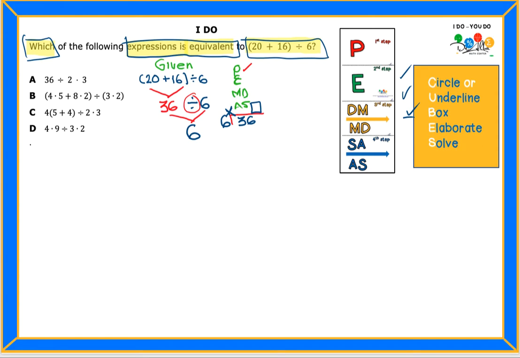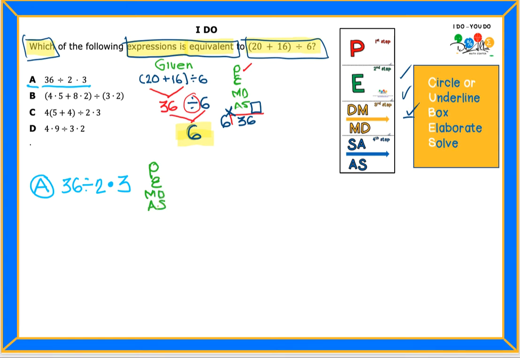Great. So what we have to do is, based on the question, we have to find another expression that also gives me 6. Great. So we're going to do each of the choices one at a time. So I'm going to get started with choice A. And the expression given is 36 ÷ 2 · 3. And we're going to use the strategy of following order of operations.